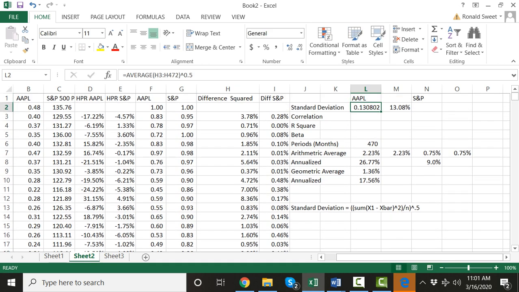So look at what we did. We took the difference from the mean. We squared that difference. We then took the sum of all that divided by 470, which is the count, and then we took the square root of that, and there's our standard deviation. We can do the exact same thing for the S&P 500.